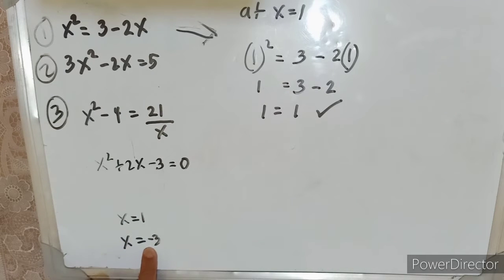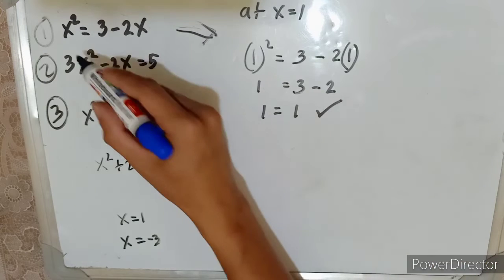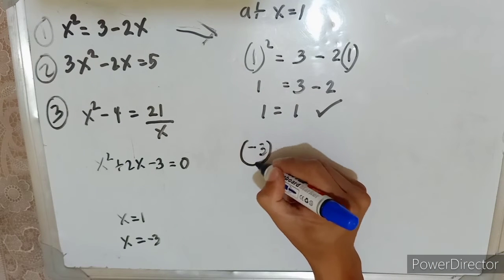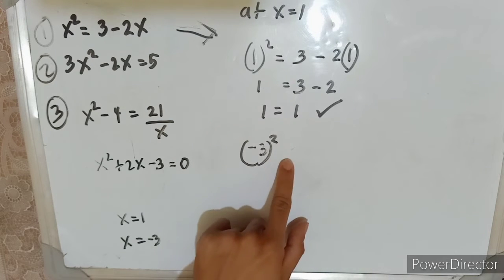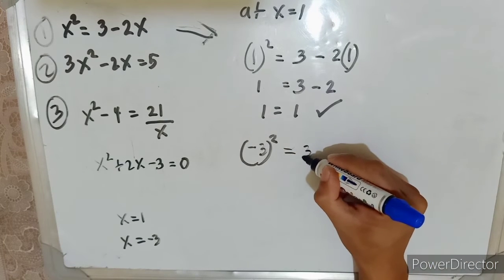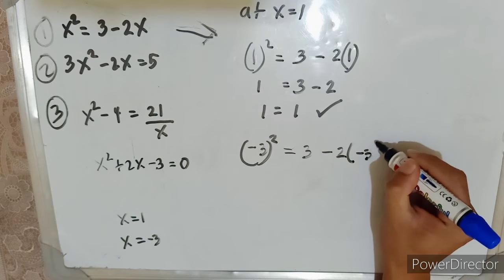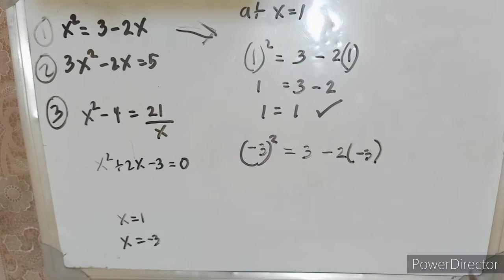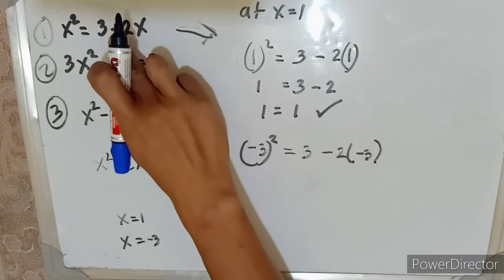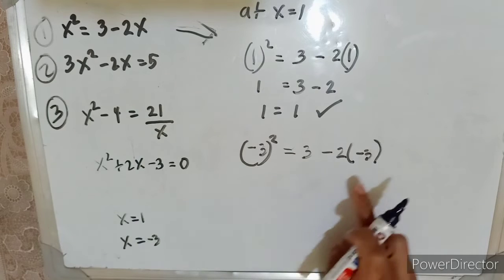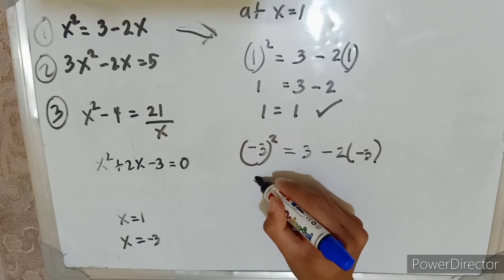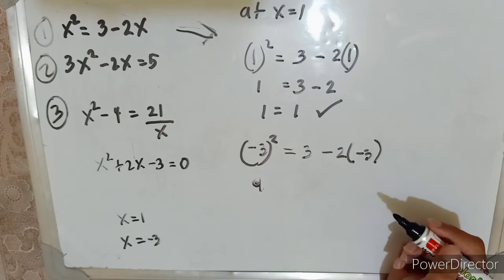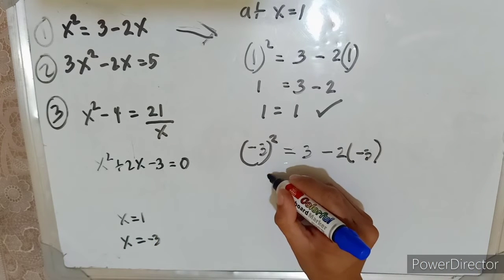Next, let's also check the second value of x to see if it is correct. So x squared, negative 3. Here, for the second value of x, we have negative 3. So negative 3 squared is equal to 3 minus 2 times negative 3. Is that clear, guys? So the value of x squared equals 3 minus the operation, minus, 2 times the value of x, negative 3. So negative 3 squared, the answer is positive 9. Why did it become positive 9? Because that's just how it is.